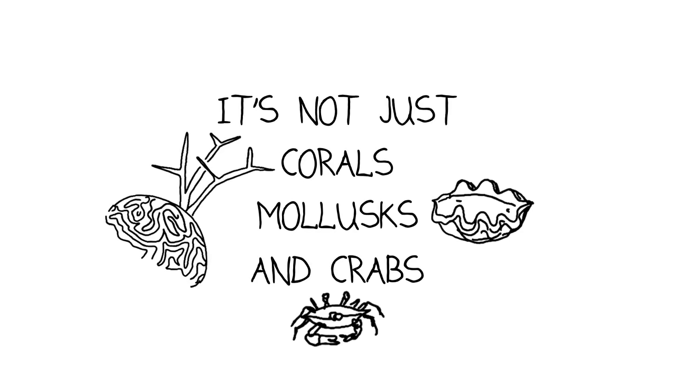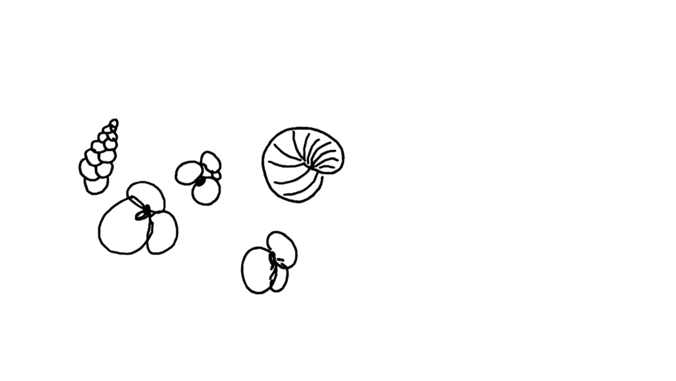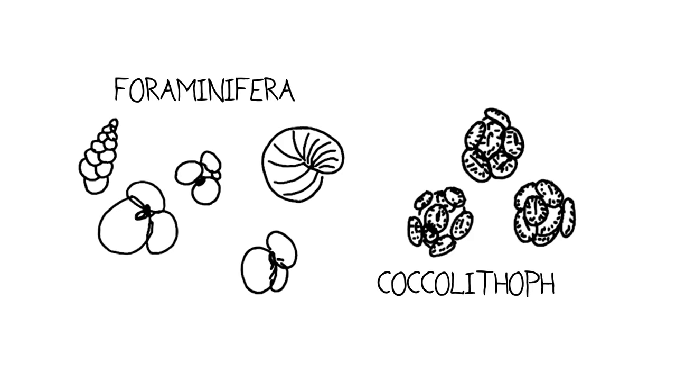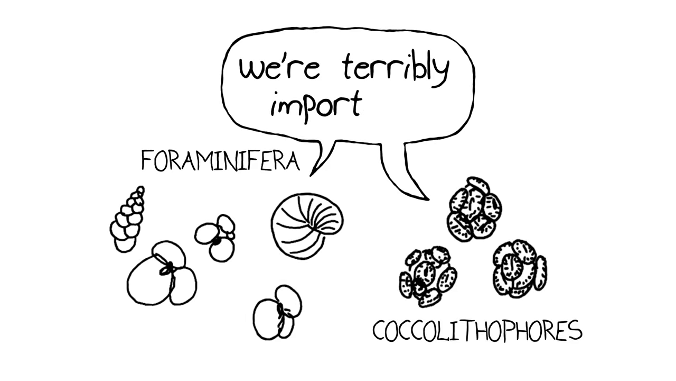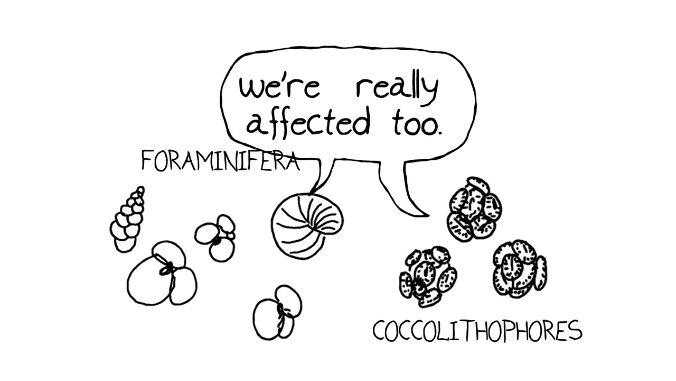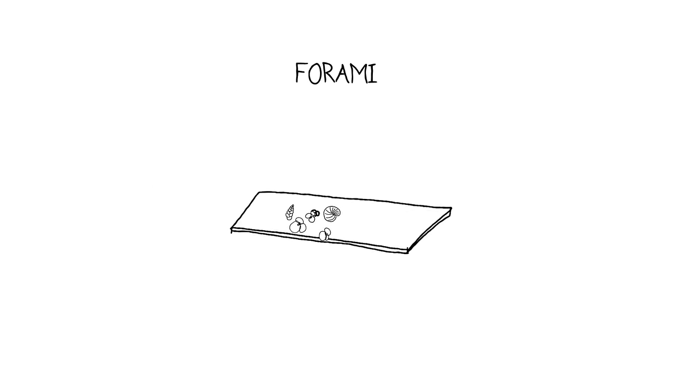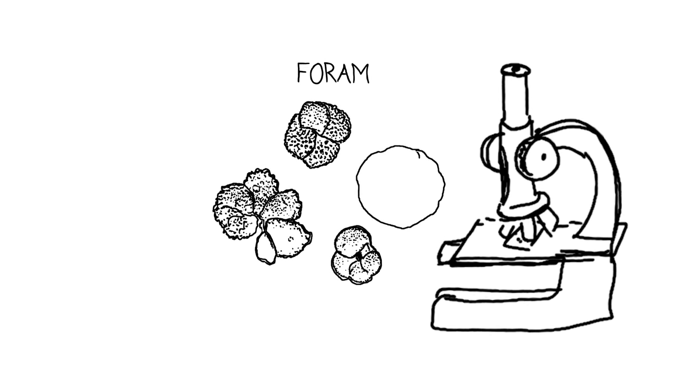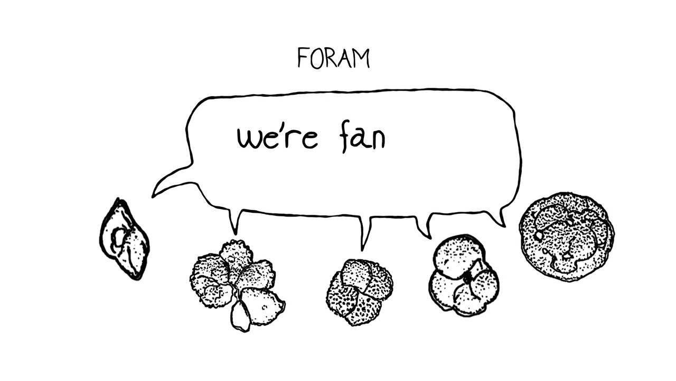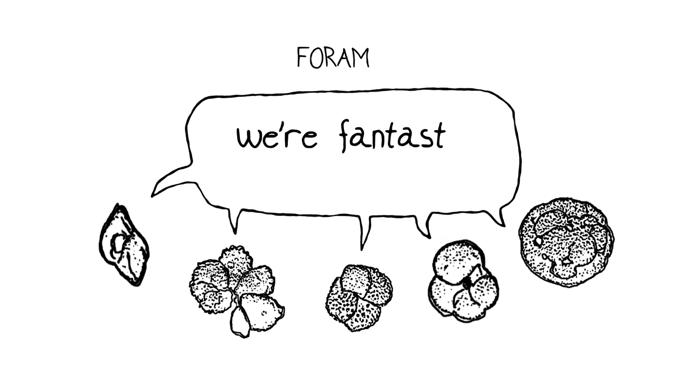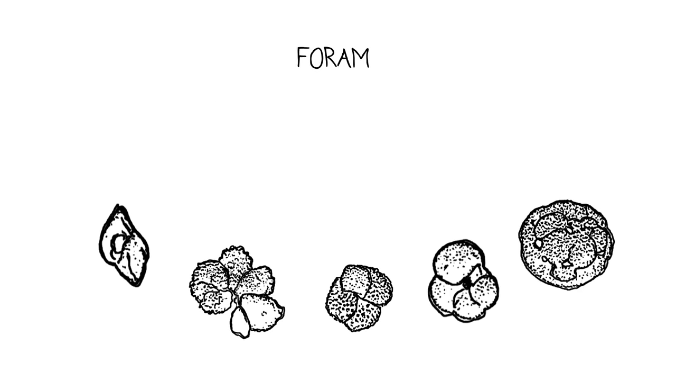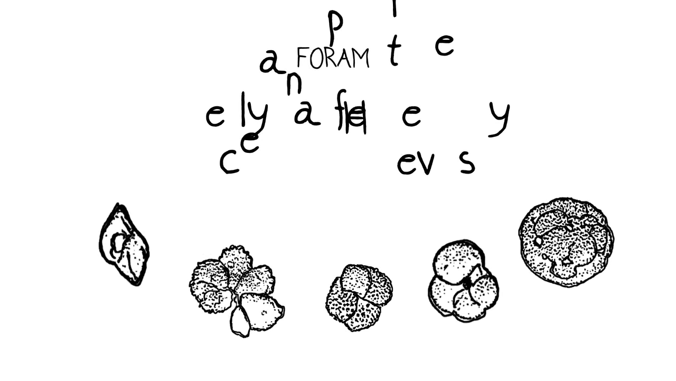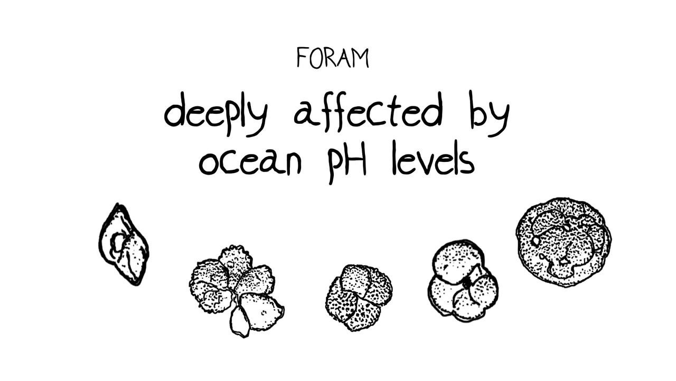It turns out that it's not just corals, mollusks, and crabs that are affected. Single-celled organisms called foraminifera and coccolithophores, which are close to the base of the food web and terribly important in marine ecosystems, are among the most affected. If you put a foraminifer, or foram, under a microscope, they look like little spirals and funny-shaped boxes. They're fantastic things to look at. Forams are like little single-celled amoebae that make shells. Their metabolism and ability to make those shells is deeply affected by pH levels in the ocean.